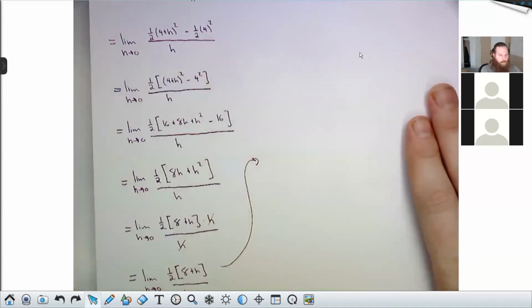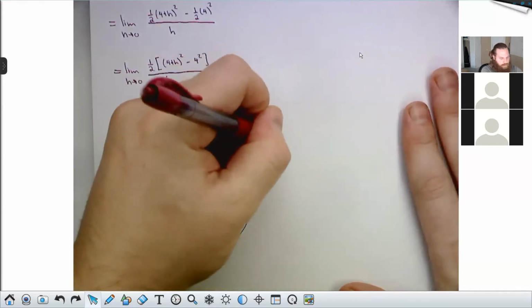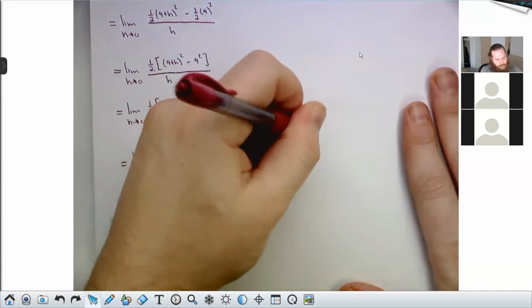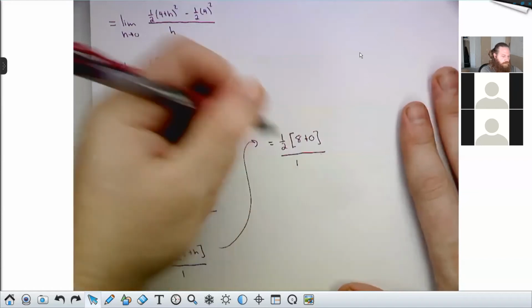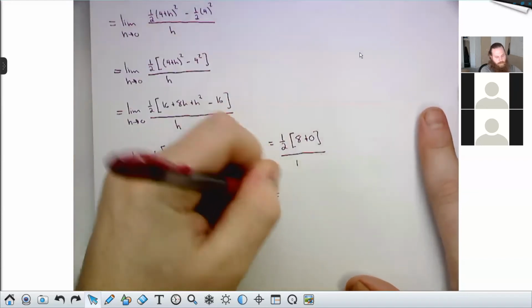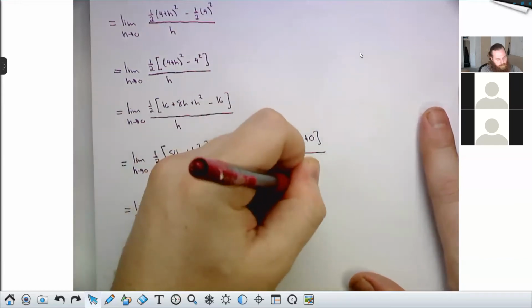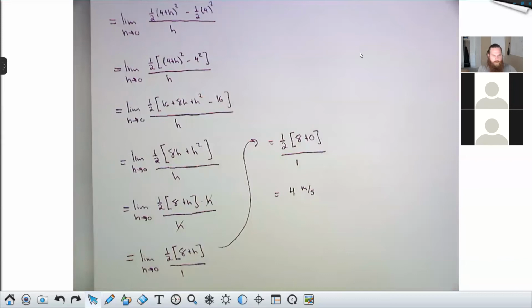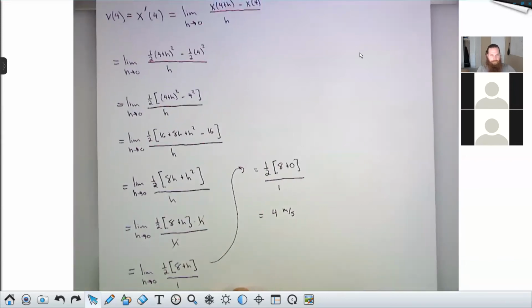And now, since there is no more h downstairs, I can send h to 0, and I just get 1/2 times 8 plus 0. You can write the over 1 if you want to; you don't have to anymore. That's 1/2 times 8, that's 4. And this would be in meters per second, because the distance was being measured in meters and time was being measured in seconds.